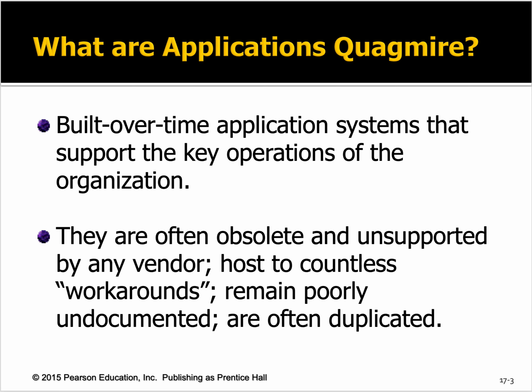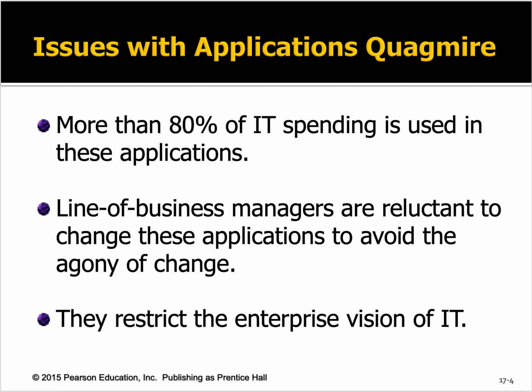Sometimes companies have workarounds, or if they've developed things themselves, they're poorly documented. Or you end up with duplicate applications in different parts of your company that do the same thing, which is an unnecessary complexity and expense. More than 80% of IT spending goes to these applications, in the entire process of selecting, purchasing, maintaining, and eventually retiring them.